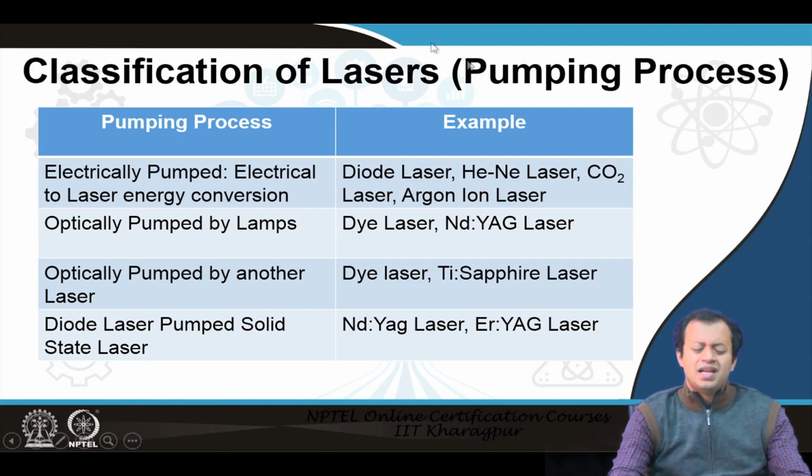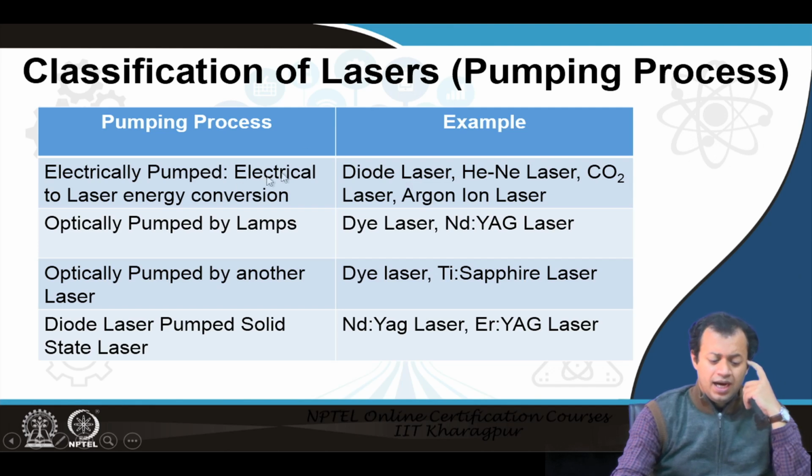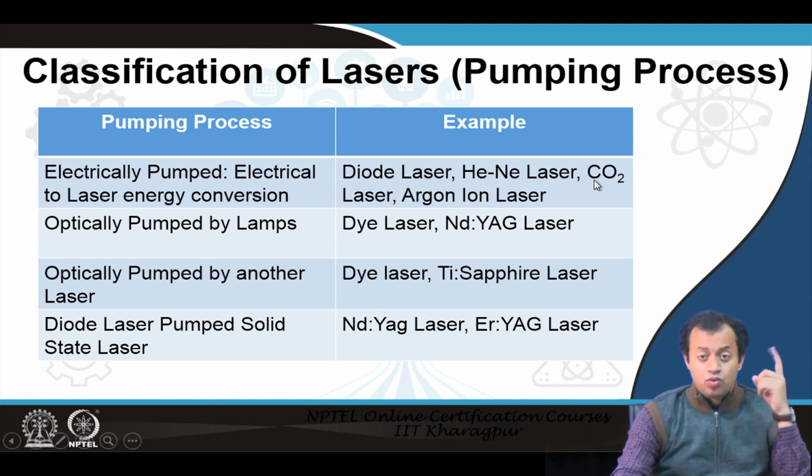Lasers can be classified according to their pumping processes: electrically pumped, electrical to energy, laser energy conversion. Diode lasers are usually electrical. You use voltage for the electrons to go from a lower level to a higher level. Helium neon laser, CO2 lasers. Remember, CO2 is not electronic; it is molecular.